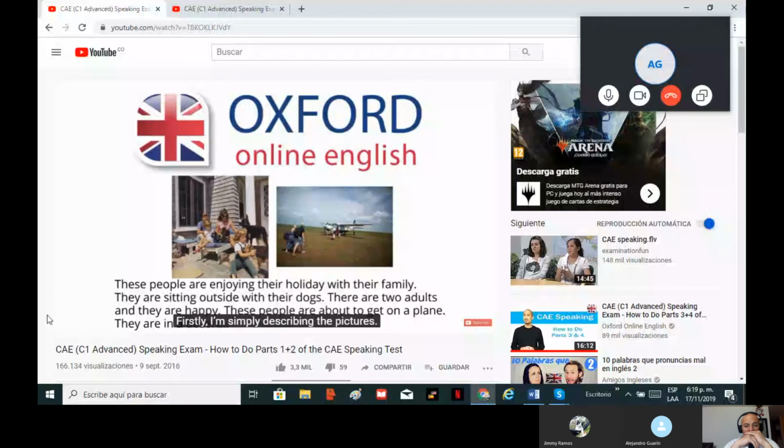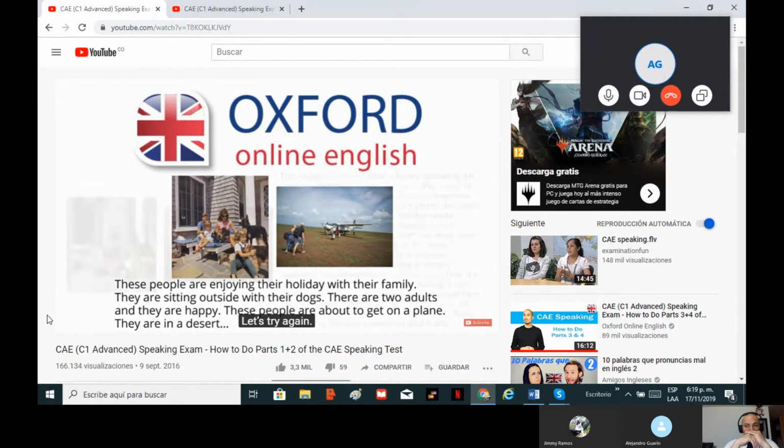Firstly, I'm simply describing the pictures, but we talked about how important it is to compare and contrast. Secondly, I'm not using any language or linking words to do this. What else am I doing wrong? I'm also not speculating. Again, I'm simply describing what I'm looking at. In addition, I'm going way too slow. Let's start again.